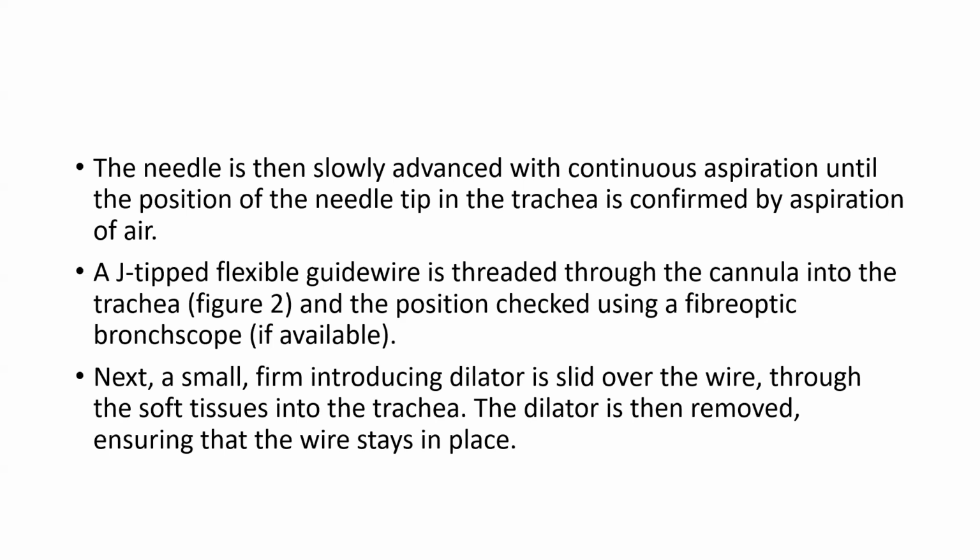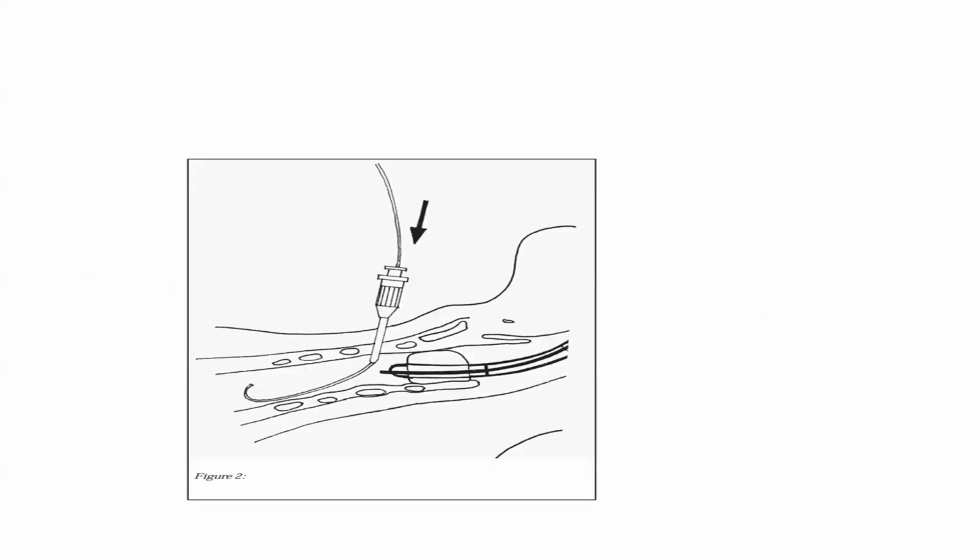A J-tip flexible guide wire is threaded through the cannula into the trachea and the position is checked using the fiber optic bronchoscope. Next, a small firm introducing dilator slides over the wire through the soft tissues into the trachea. The dilator is then removed, ensuring that the wire stays in place. So this is the diagram which showed the introduction of the dilator.